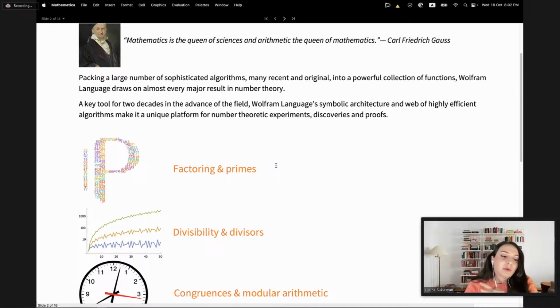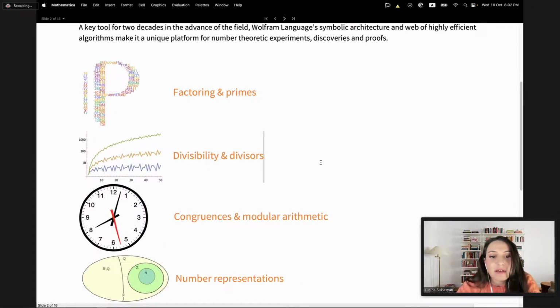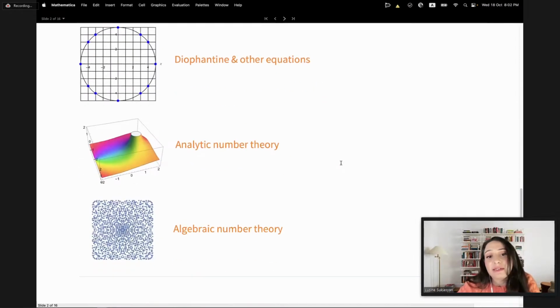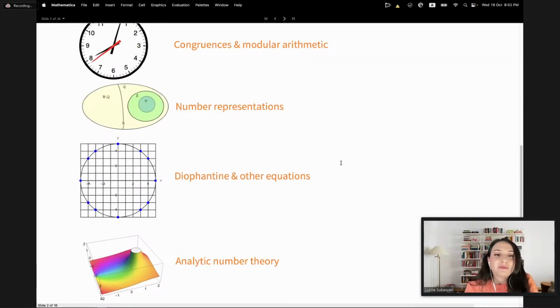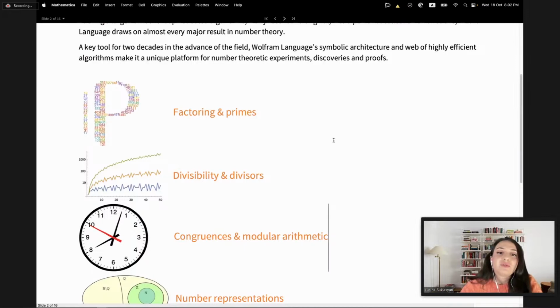As I said, today I'm going to talk about number theoretic functions in the Wolfram language, and we grouped them in the following categories: factoring and primes, divisibility and divisors, congruences and modular arithmetic, number representations, Diophantine and other equations, analytic number theory, and algebraic number theory. We will talk about the most basic, the most important, the most well-known functions, because of the time we have. We could talk about each of these categories for hours and hours. But today we're just going to give you the basics, and we will post a notebook with links, so you can go and explore this wide range of functions.